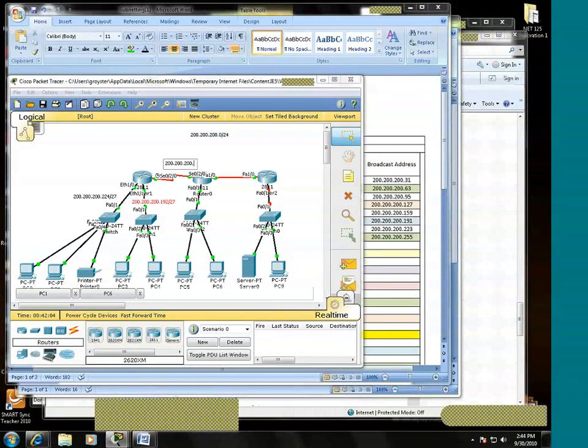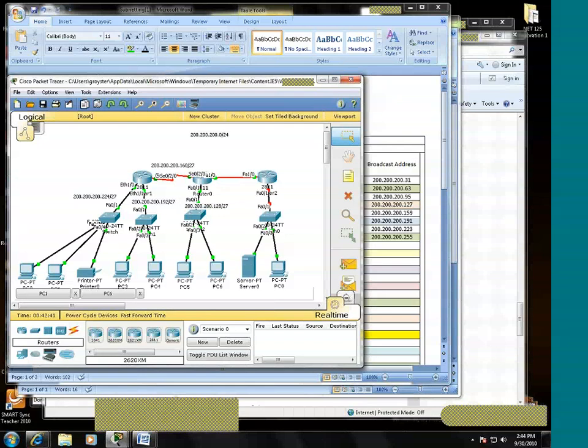200.200.200.160/27. So it's 200.200.200.128/27. Okay, now we need to go ahead and configure this link. This is a fiber link, but because it's a different interface, it must be a different network.